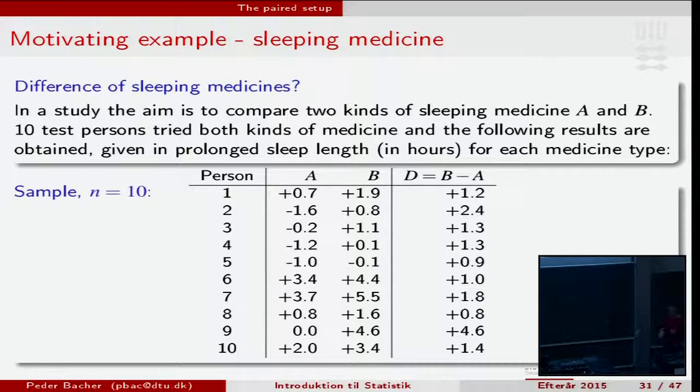And if we make sure that medicine A has disappeared before they take medicine B, then instead of doing a two-sample t-test, we can simply subtract the values, and then we just have a single sample, and we can do a hypothesis test for that. So that's what we call the paired setup, because the samples are paired.